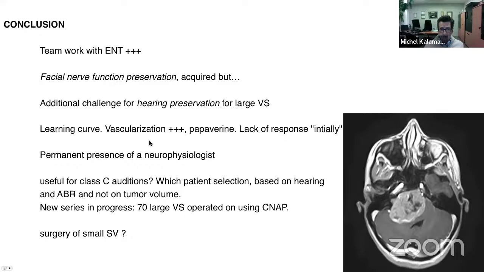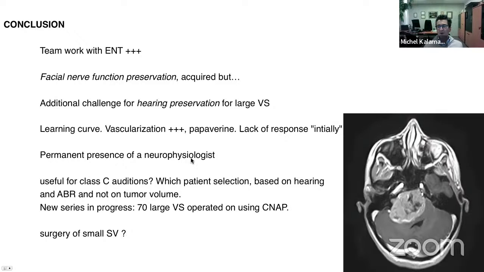There is a learning curve. I think vascularization, papaverine. We have the difficulty of the lack of response initially, and when we see the cochlear nerve, maybe it's too late for the CNAP monitoring. What is difficult for hearing preservation is that we need a neurophysiologist in the room, because for the facial nerve we can monitor by ourselves, but for hearing, you need someone to say stop.